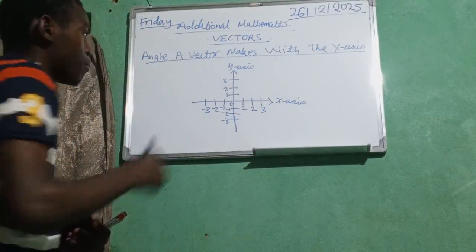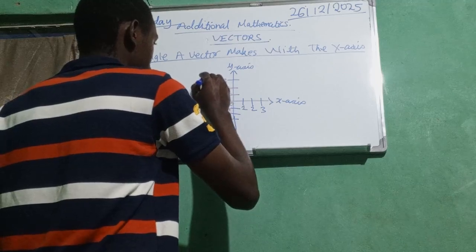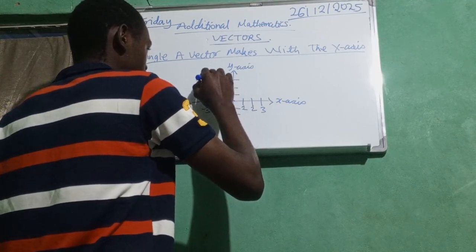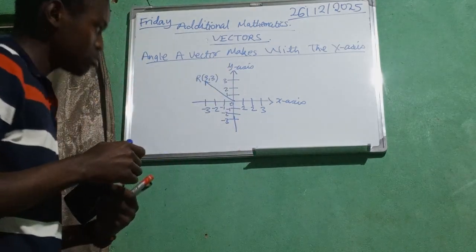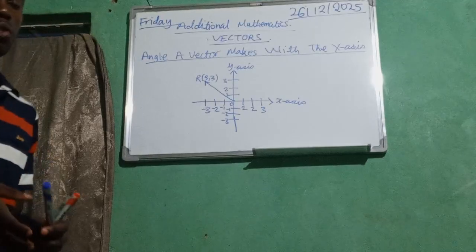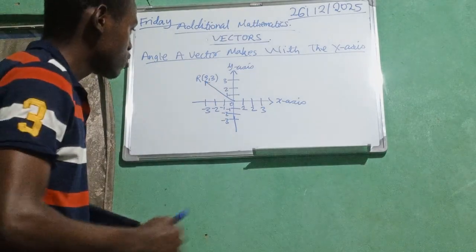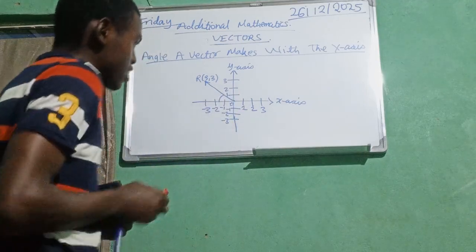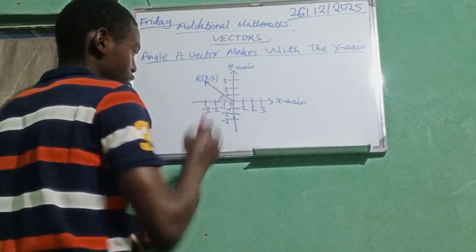Now, we can have a point here, which is R. Let's put it here. Then we have a vector. R is at 3, 3. Then we're asked, what is the angle that this vector makes with the x-axis? So we are told to find the theta. Theta, that is here. So we're told to find that theta.